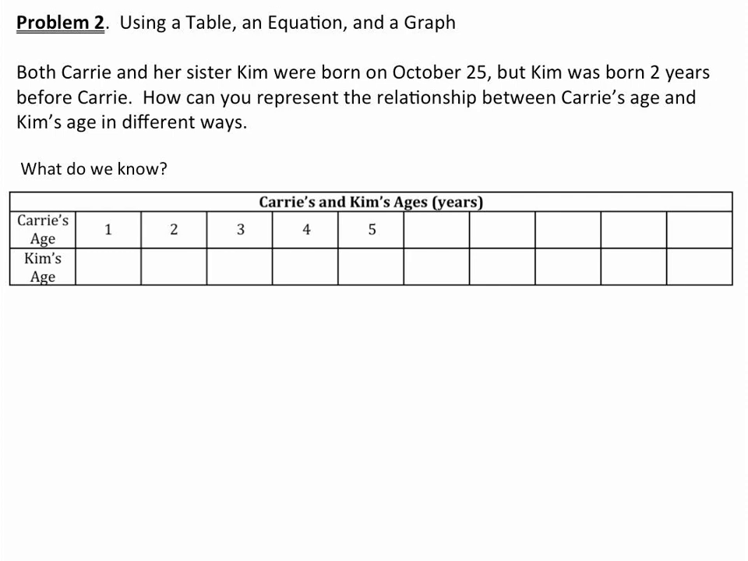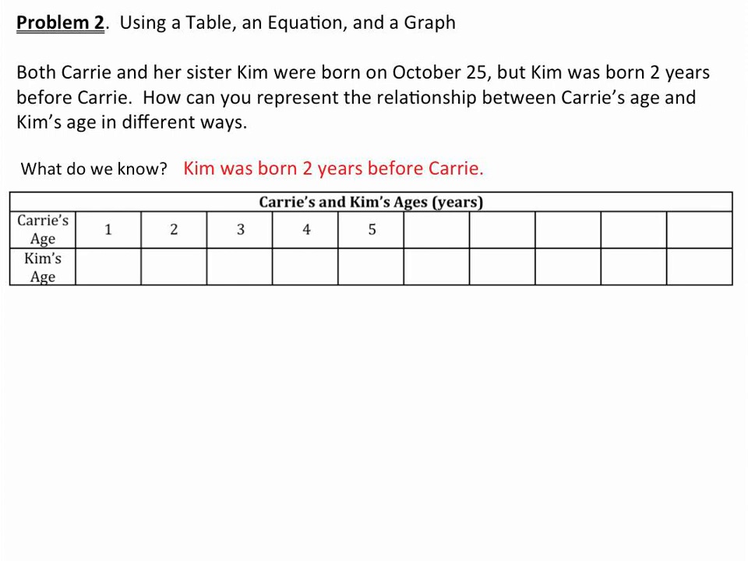Both Carrie and her sister, Kim, were born on October 25th, but Kim was born 2 years before Carrie. How can you represent the relationship between Carrie's age and Kim's age in different ways? Well, what do we know? We know that Kim was born 2 years after Carrie, or Carrie was born 2 years before Kim.